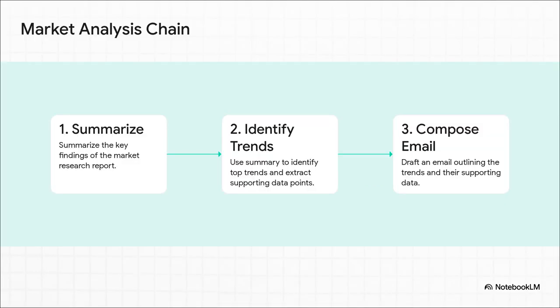Okay, let's go back to that example that failed before, but now let's build it as a chain. Step 1, we ask the AI only to summarize the report. That is its one and only job. Step 2, we take that clean summary and ask it to find the top 3 trends and pull out the data. Again, just one focused task. And finally, step 3, we feed it those trends and that data and we ask it to write the email. See? Each step is simple, logical, and it builds on the one before it.